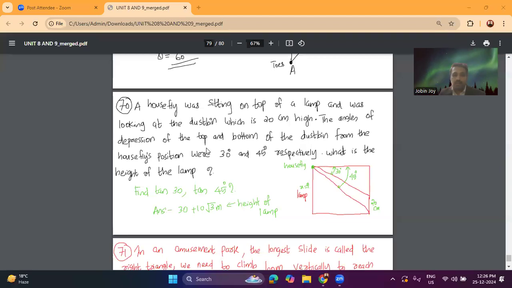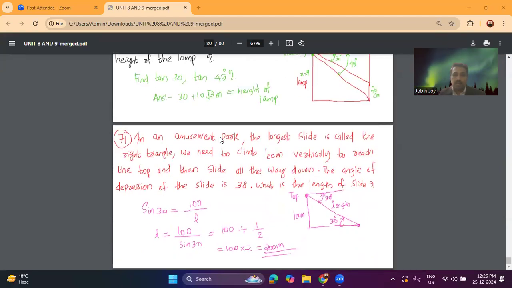Then question number 71. In an amusement park, the longest slide is in the shape of a right triangle. So this is the longest slide. We need to climb 100 meters vertically. So this is the vertical distance. We need to climb 100 meters to reach the top of the slide, and then slide all the way down.